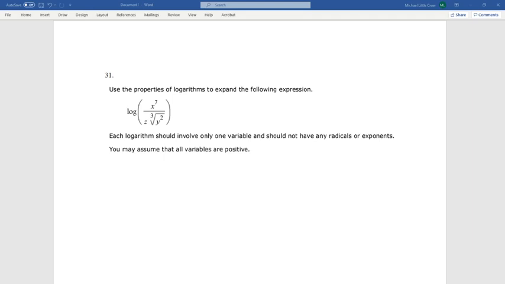So on this 31, we've got a couple things going on here, but we're going to use the properties of logarithms. So let me just do a quick review. There's three properties. Three. 1, 2, 3. There's the plus property, or plus becomes multiplication. So if I have log of A plus log of B, and it doesn't matter the base, as long as they're the same base.